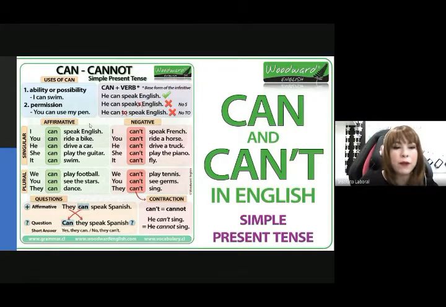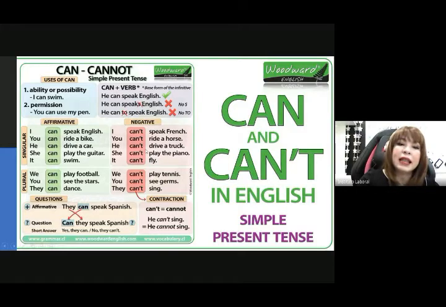So with the plural forms, we have we can play football, you can see the stars, they can dance. If you notice, there is no big difference in the verb. Remember, we use the verb in the base form of the infinitive. We don't need to use to, we don't need s. In the negative form, we have we can't play tennis, you can't see germs, they can't sing.